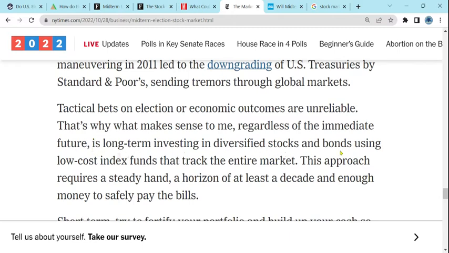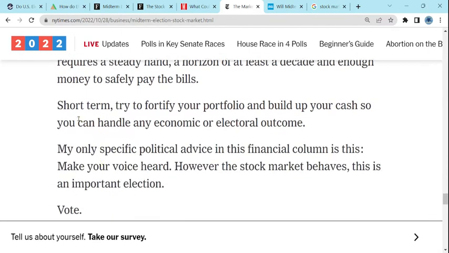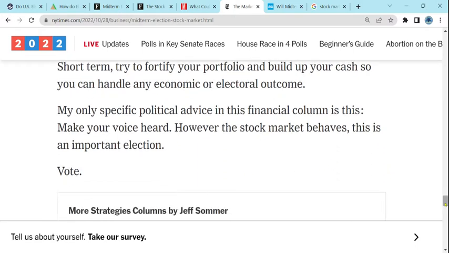Long-term, invest in diversified stocks and bonds using low-cost index funds and track the market, okay, so your common mantra. Short-term, try to fortify your portfolio and build up your cash so you can handle any economic or electoral outcome. However the stock market behaves, this is an important election. So I hope that all helps.